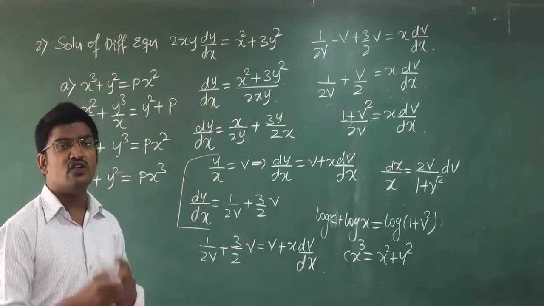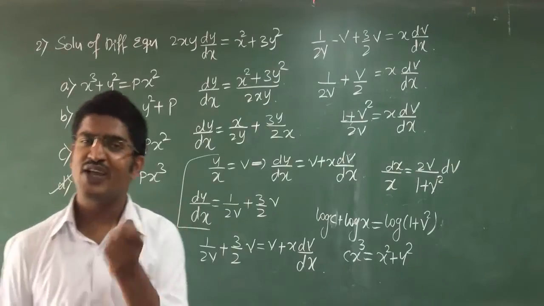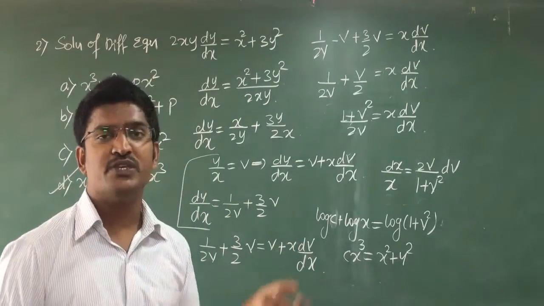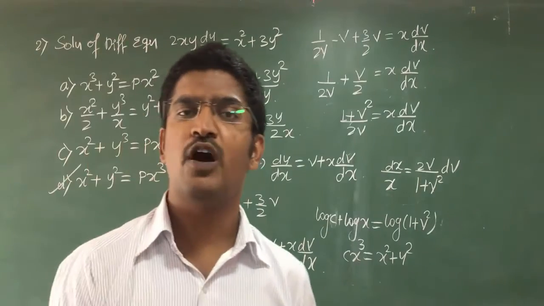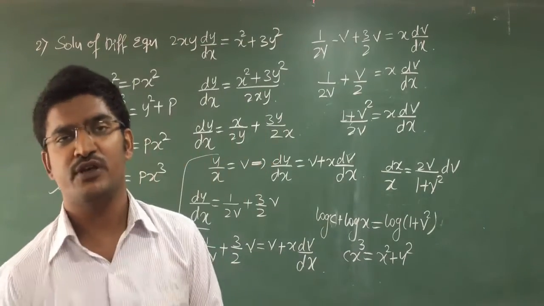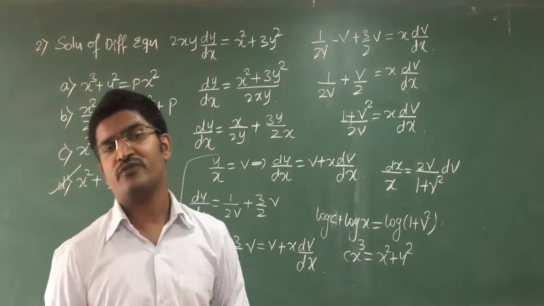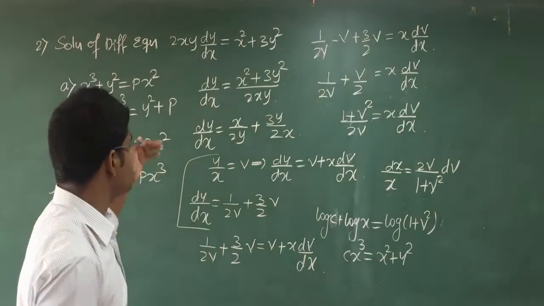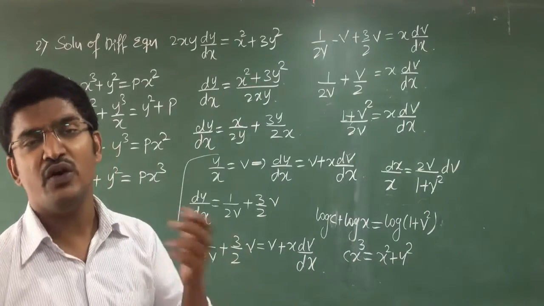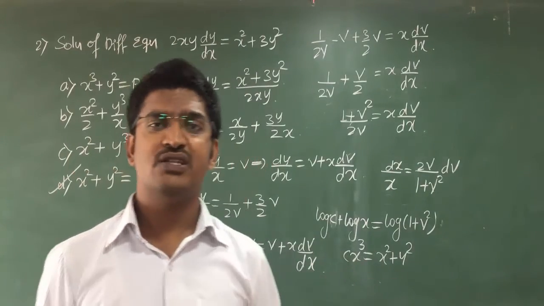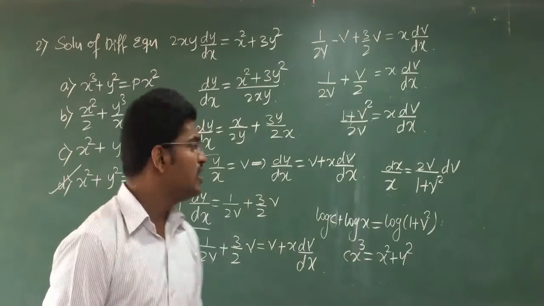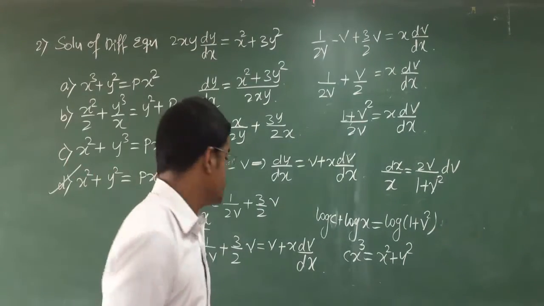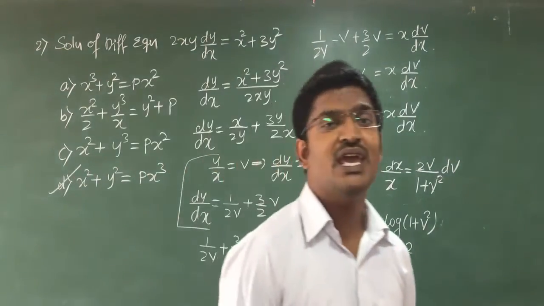If you want to skip the steps, you must have practice. But first understand the problems one by one. If you solve 10 or 15 problems of this type, then you can skip the steps because you will be more perfect. We are just solving the second problem, so that's why I am solving each and every step. As we go on, I will skip steps one by one. So now I think you got my answer, that is x square plus y square equals px cube.